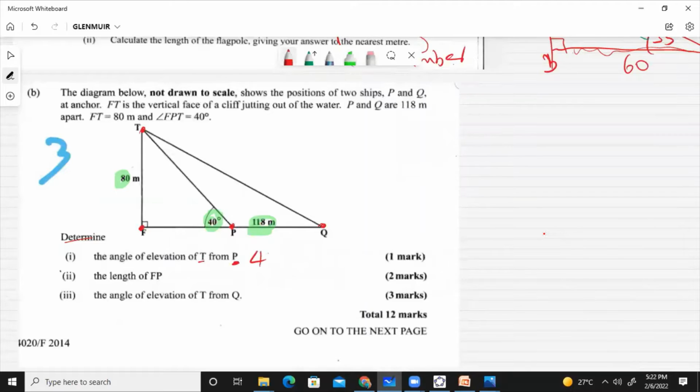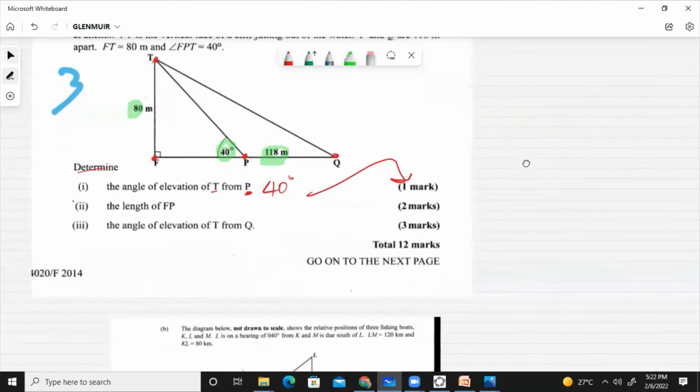This is 40 degrees. And obviously, this is 1 mark because they never gave you anything to do really. I've seen a lot of people see the 40 degrees and did not take it because they think it is too easy. So that one is 40 degrees. They wanted to know if you're comfortable looking at this and understanding that 40 degrees is the elevation of T from P. Very good. 1 mark, just like that.